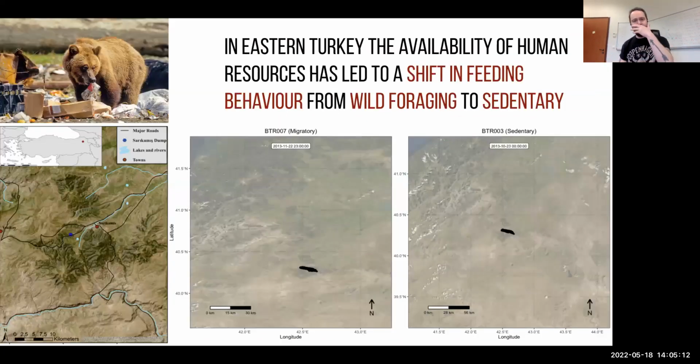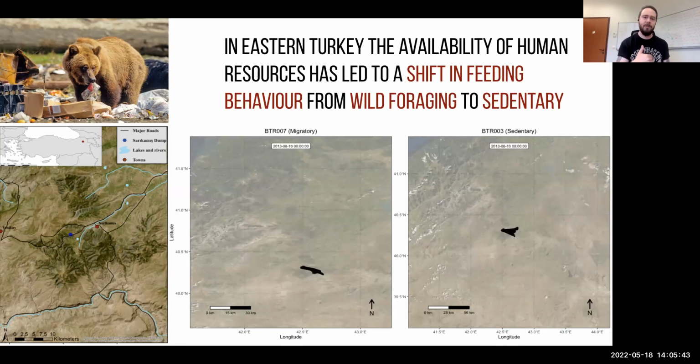So let's give a little background information about Eastern Turkish brown bears. Now, when we look at Eastern Turkey, there is a very large population of brown bears, especially in Eastern Turkey, and mostly around Turkey as well. But they don't really have many natural resources. Their natural prey and their natural food sources are actually diminishing in these areas. But in contrast to that, the availability of human resources is very high in these areas.